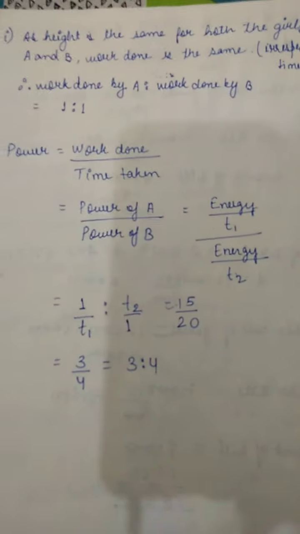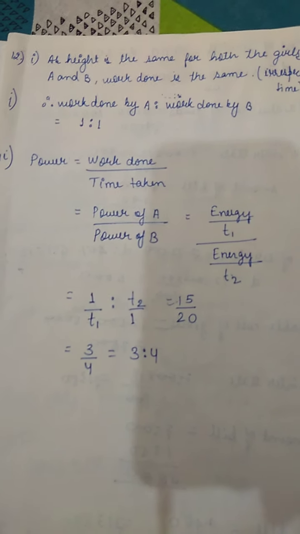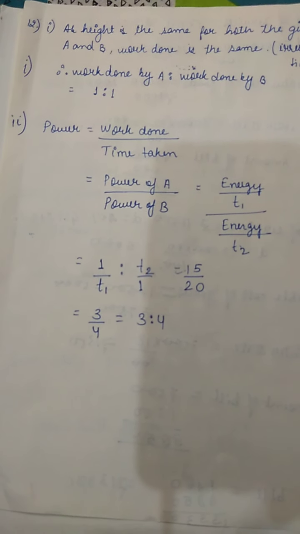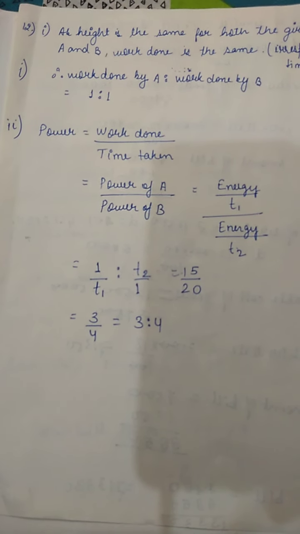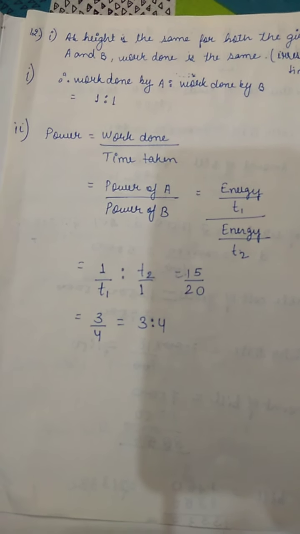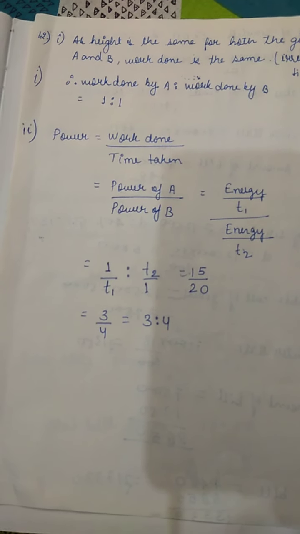So this is the way we are going to solve the numerical part. This is very easy. Just see the examples, and if you have understood the theory properly, you can do the numericals very easily. I will send these numericals in a PDF form. You have to do this in your physics interleave copy.